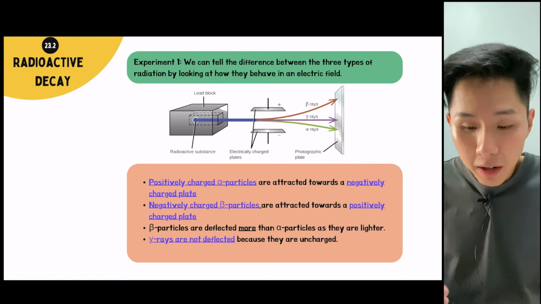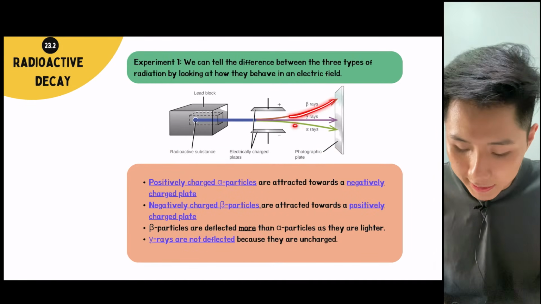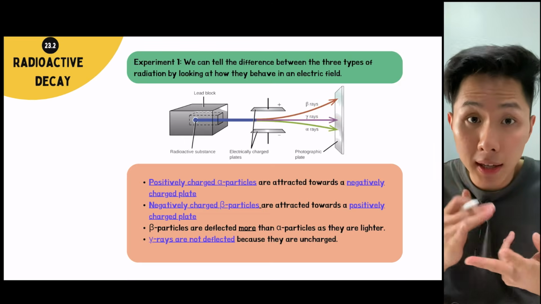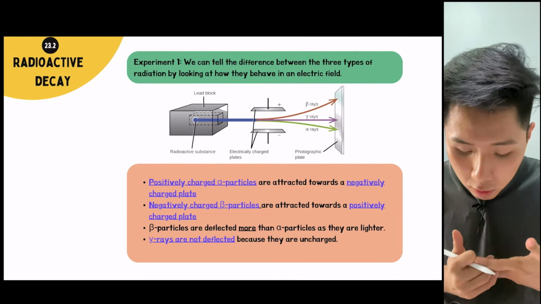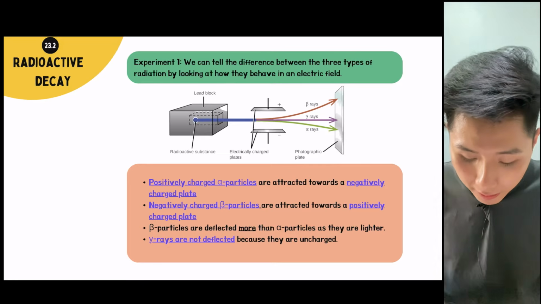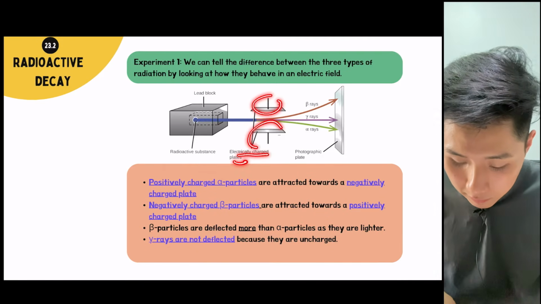So there is another way we can tell. Let's say you are carrying out an experiment. You don't know which one is which. There are two experiments that we can carry out to identify whether this is an alpha particle, beta particle, or electromagnetic radiation. So if you look at this plate here, we have electrically charged plates. One is positive and one is negative.